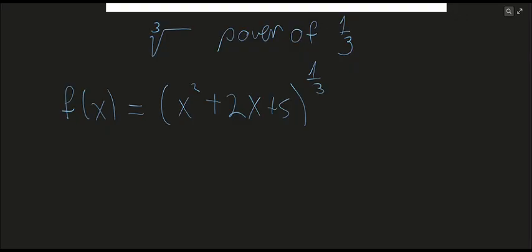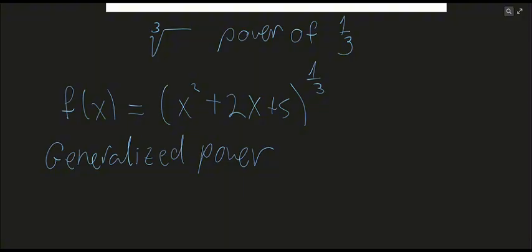This is what you would call a generalized power rule. So this is a generalized power. Let me write that down. Generalized power. What do I mean by this? I mean that we don't have a pure power, a pure x to the power of a third. We have a function, a more complicated expression of x's, to the power of 1/3. So the generalized power rule says the following.